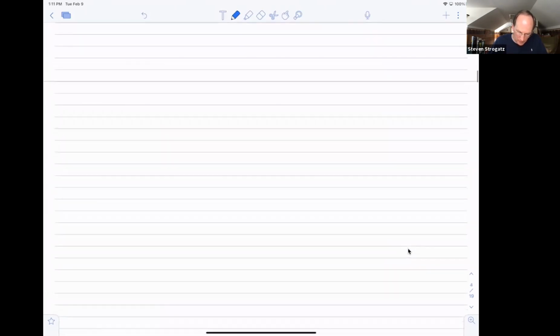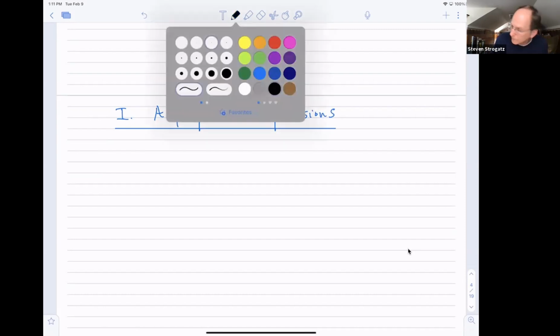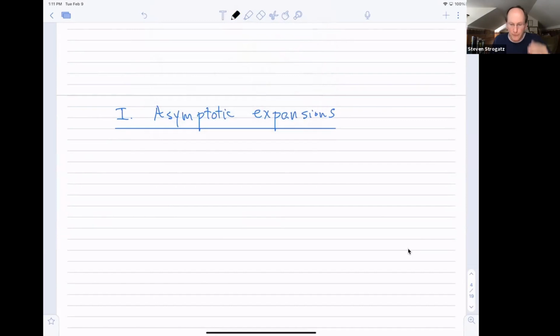Let's just start with an example. We're going to begin with the concept of asymptotic expansions. To get that going, rather than giving you a definition up front, let's just do an example, and you'll see the idea of an asymptotic expansion emerging very naturally from this example.